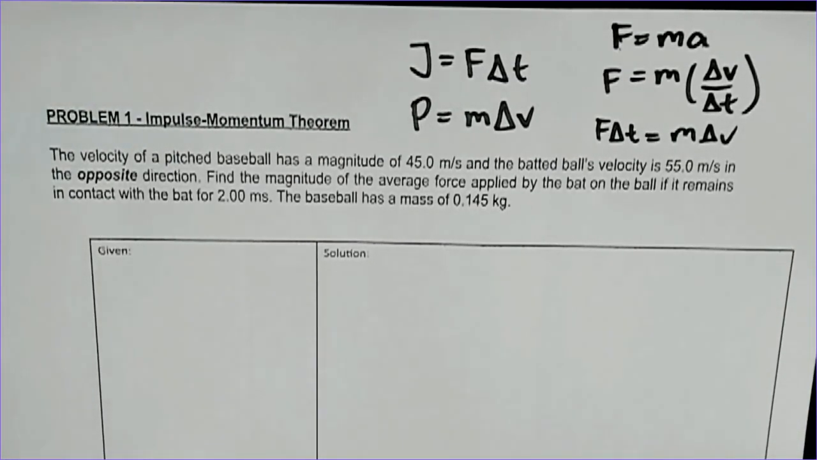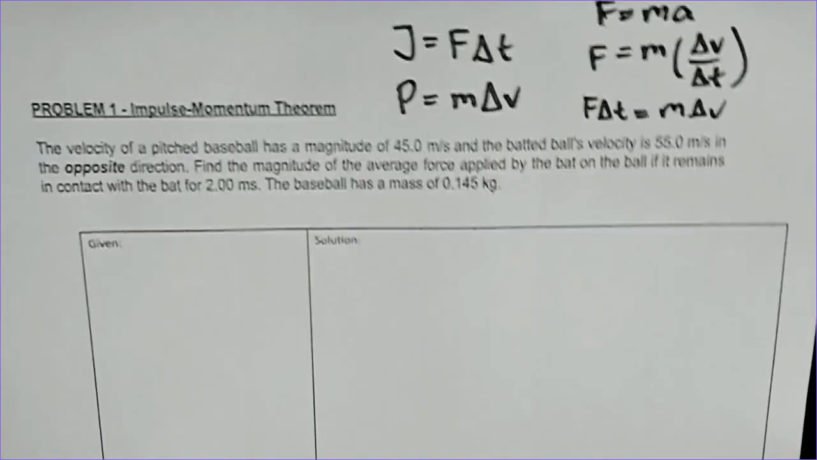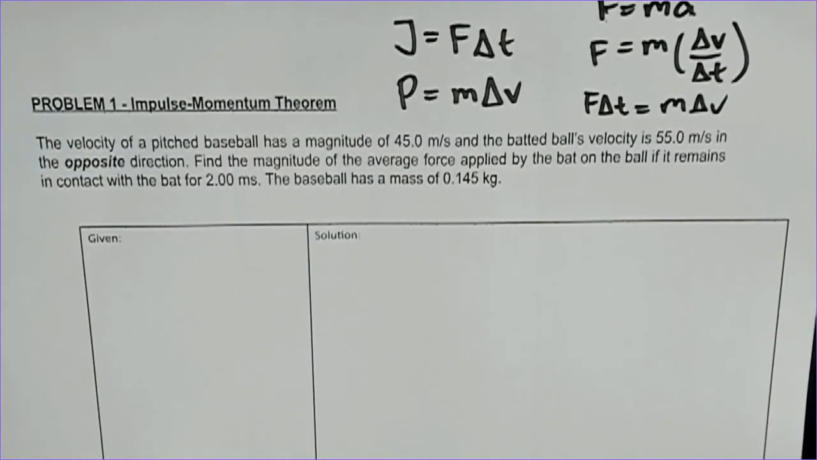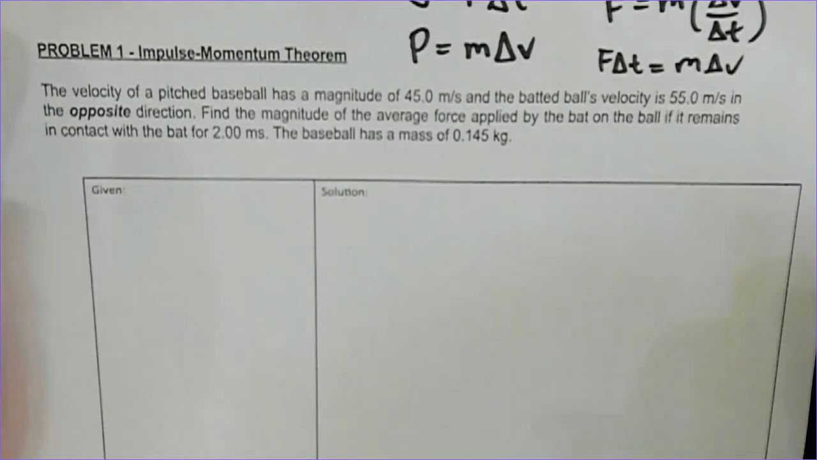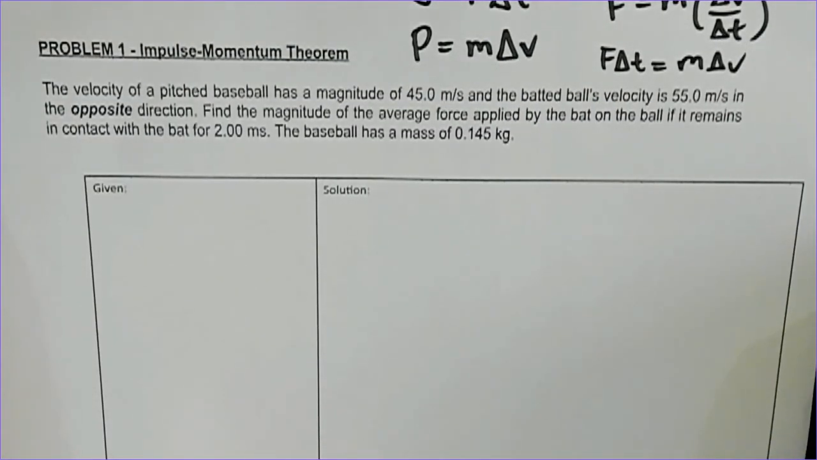So let's take a look at what this means for something like this. The problem goes this way. The velocity of a pitched baseball has a magnitude of 45.0 meters per second, and the batted ball's velocity is 55 meters per second in the opposite direction. Find the magnitude of the average force applied by the bat on the ball if it remains in contact for 2 milliseconds. The baseball has a mass of 0.145 kilograms.